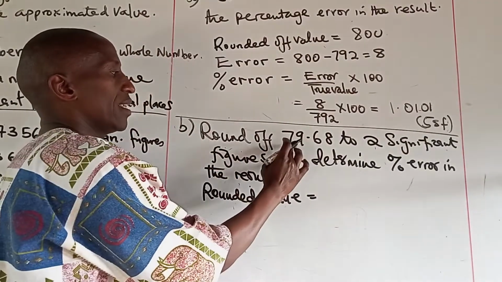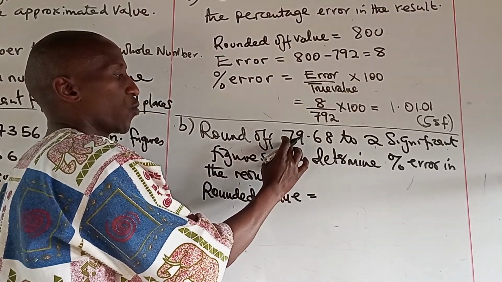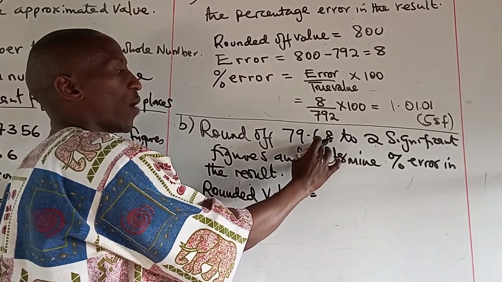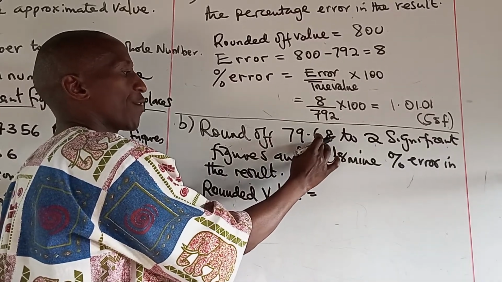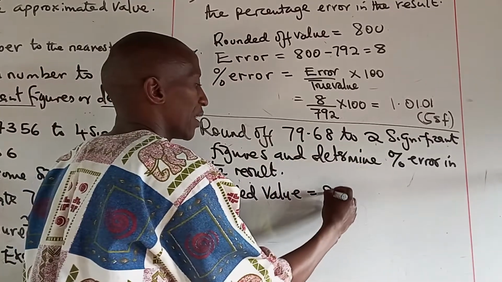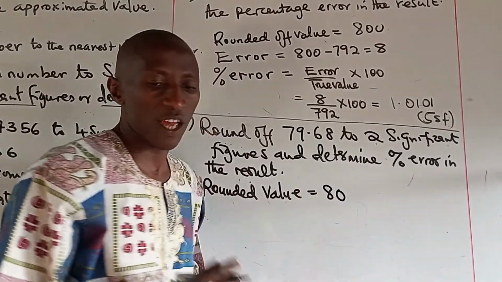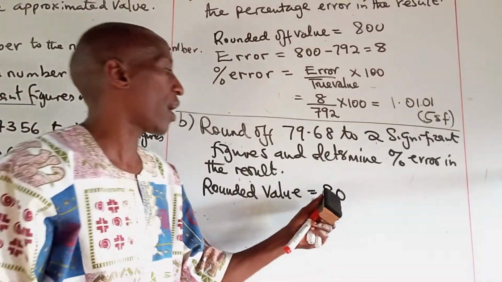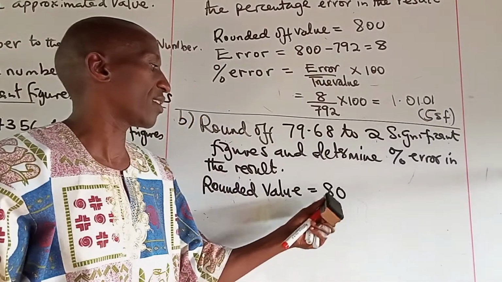Viewers, this is the first significant figure. So 1, 2. We check on the third one. It is more than 5. So this becomes 80. And we are careful, we don't say 80.0. It is just 80.